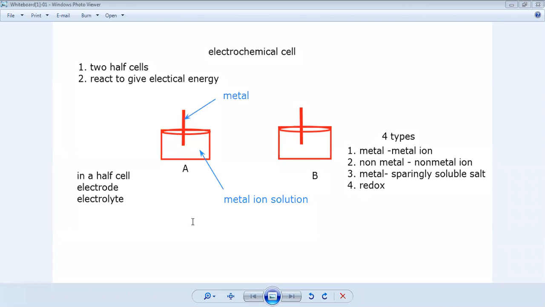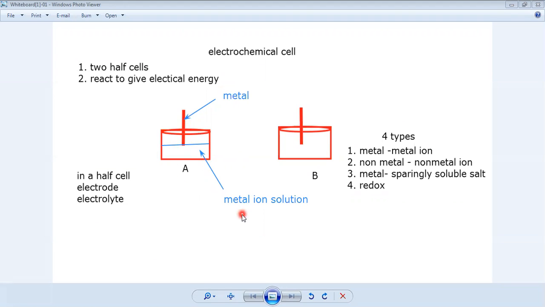And metal metal ion means what? There will be an electrolyte placed here. This one is an electrolyte. This is a metal rod, a solid metal rod inserted in the electrolyte. So this will form one half cell.